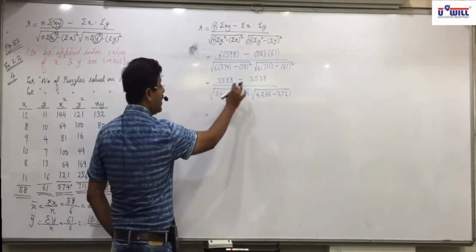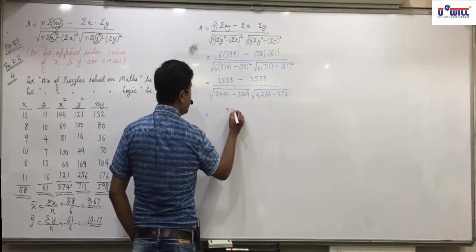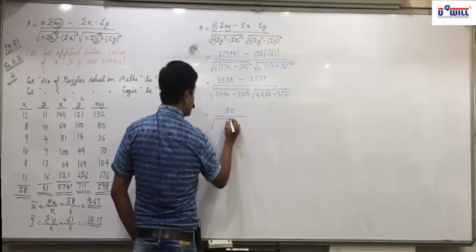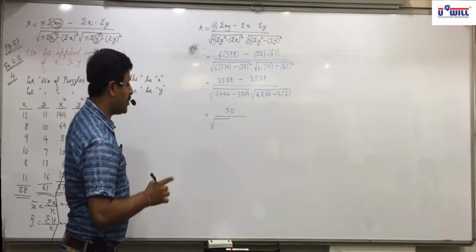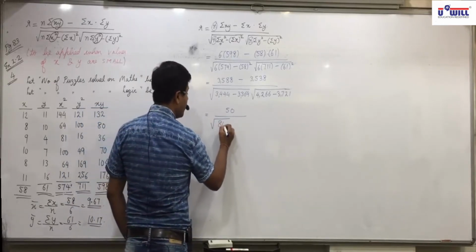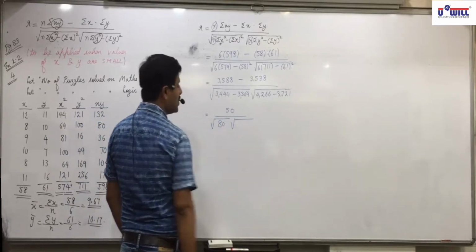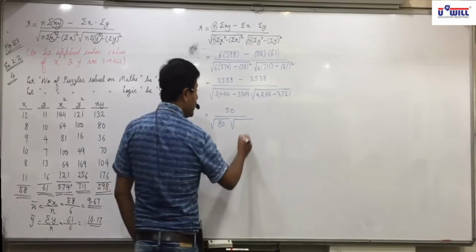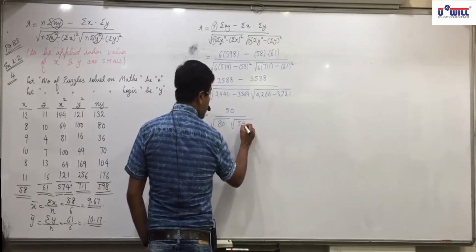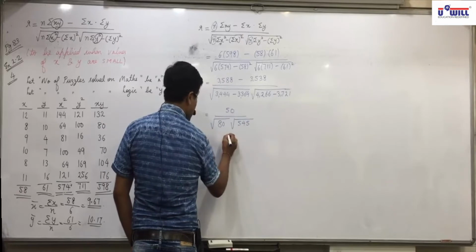Now 3588 minus 3538 is 50, upon square root of 3444 minus 3364 is 80, and square root of 4266 minus 3721 is 545. Any confusions?